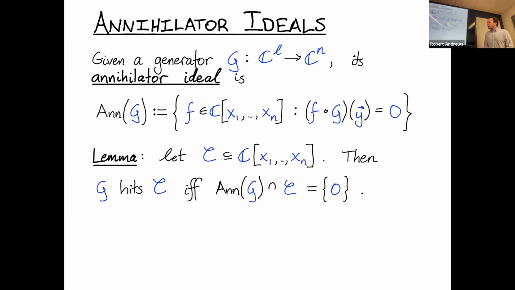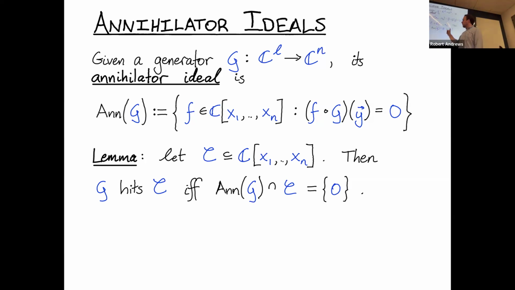So here's a lemma. Suppose I again have a class curly C that I'd like to test. You should think of curly C as polynomials that have small low depth circuits. Well, if you unpack the definitions and look at what it means for G to hit curly C, this is exactly saying that if you look at the intersection of the annihilator with curly C, only the 0 polynomial lives here. This is just rephrasing definitions. So if I want to prove that G hits curly C, I'm going to prove that the only thing in this intersection is 0.